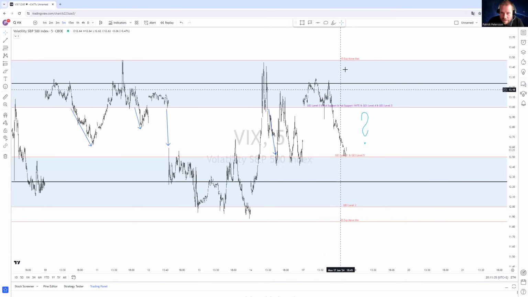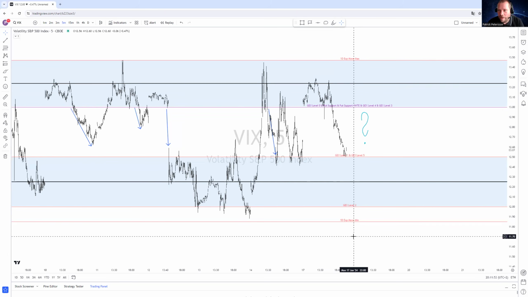So you can see it here. We have the 1-day expected move max. We have today the GEX 0 put support, and you can name it and see it. Also GEX level 1, GEX level 5, and on the bottom we have the 1-day move minimum. And here is what I mapped out today in the futures trading room.